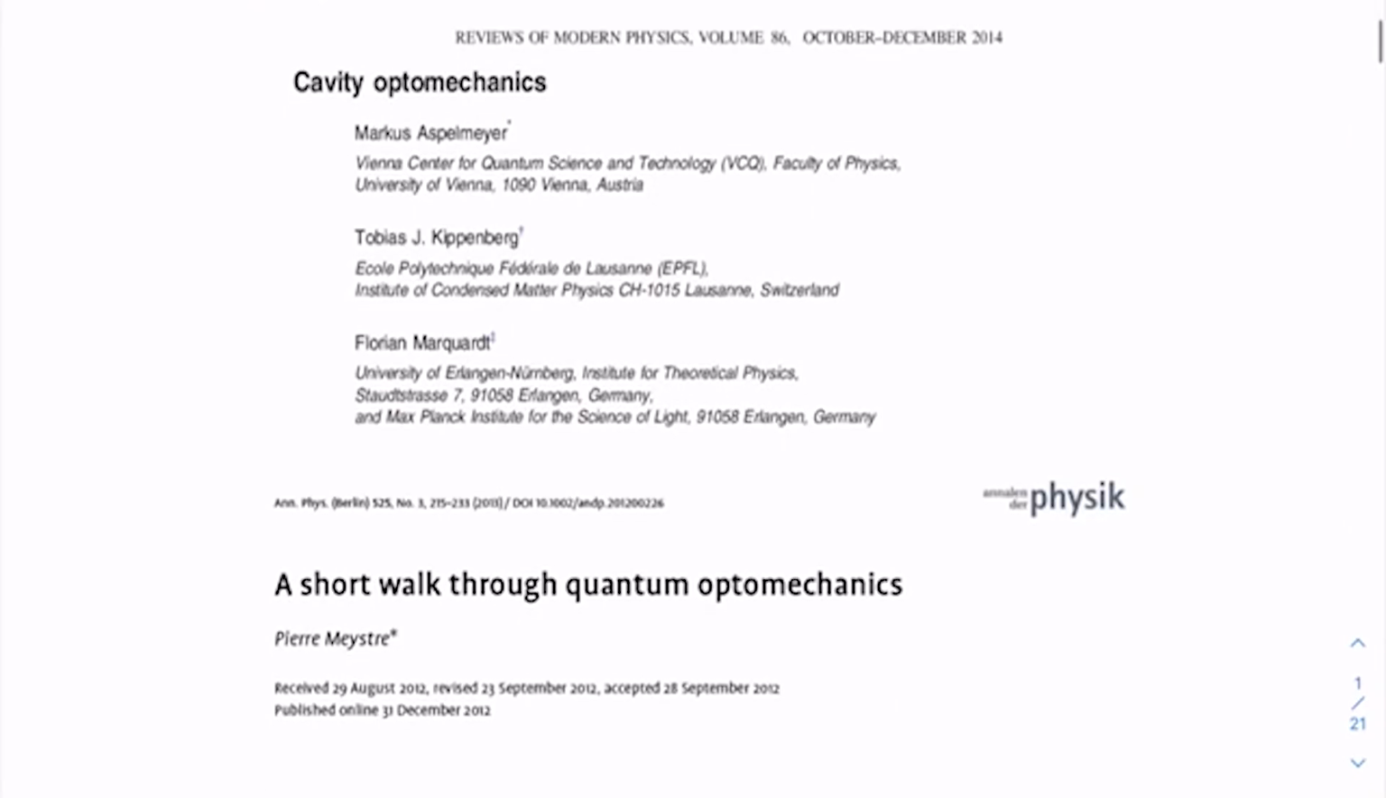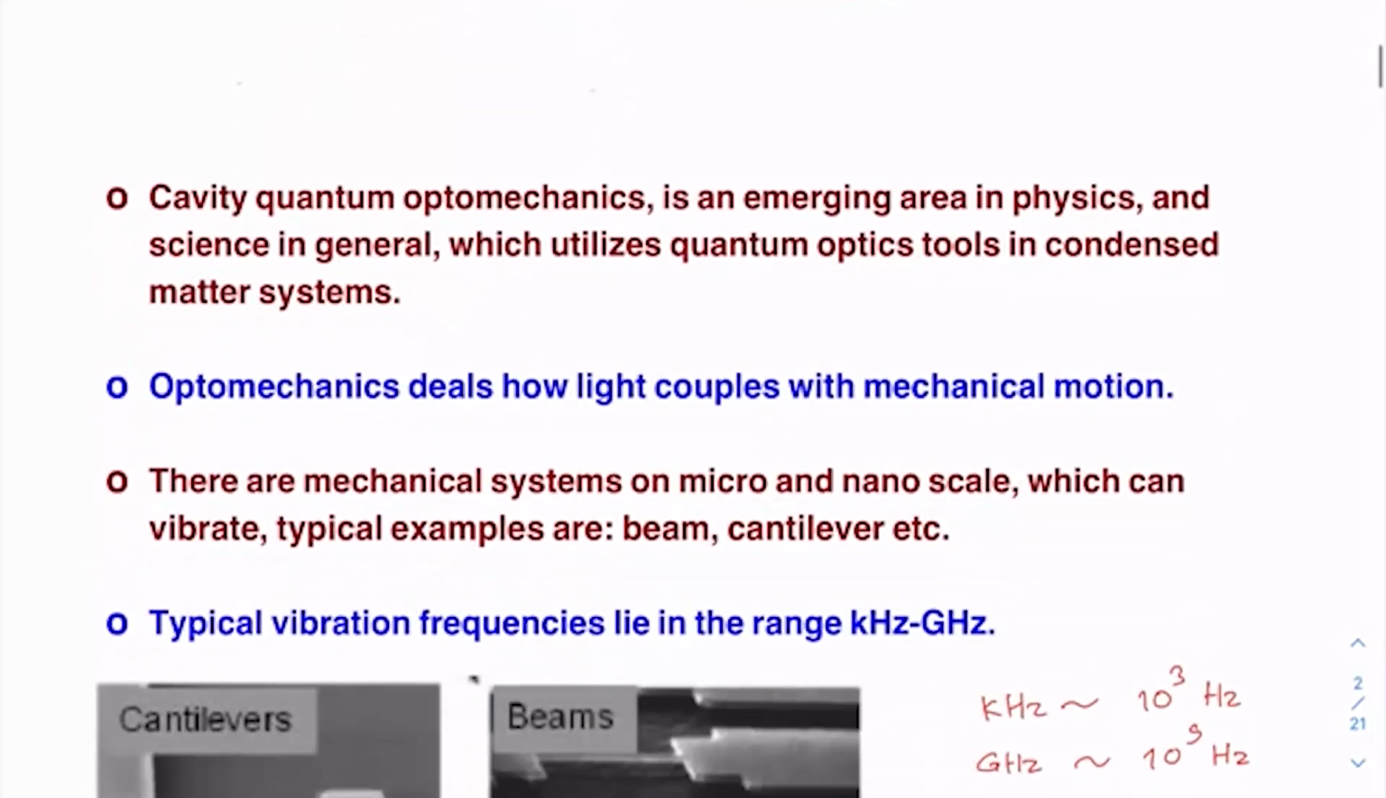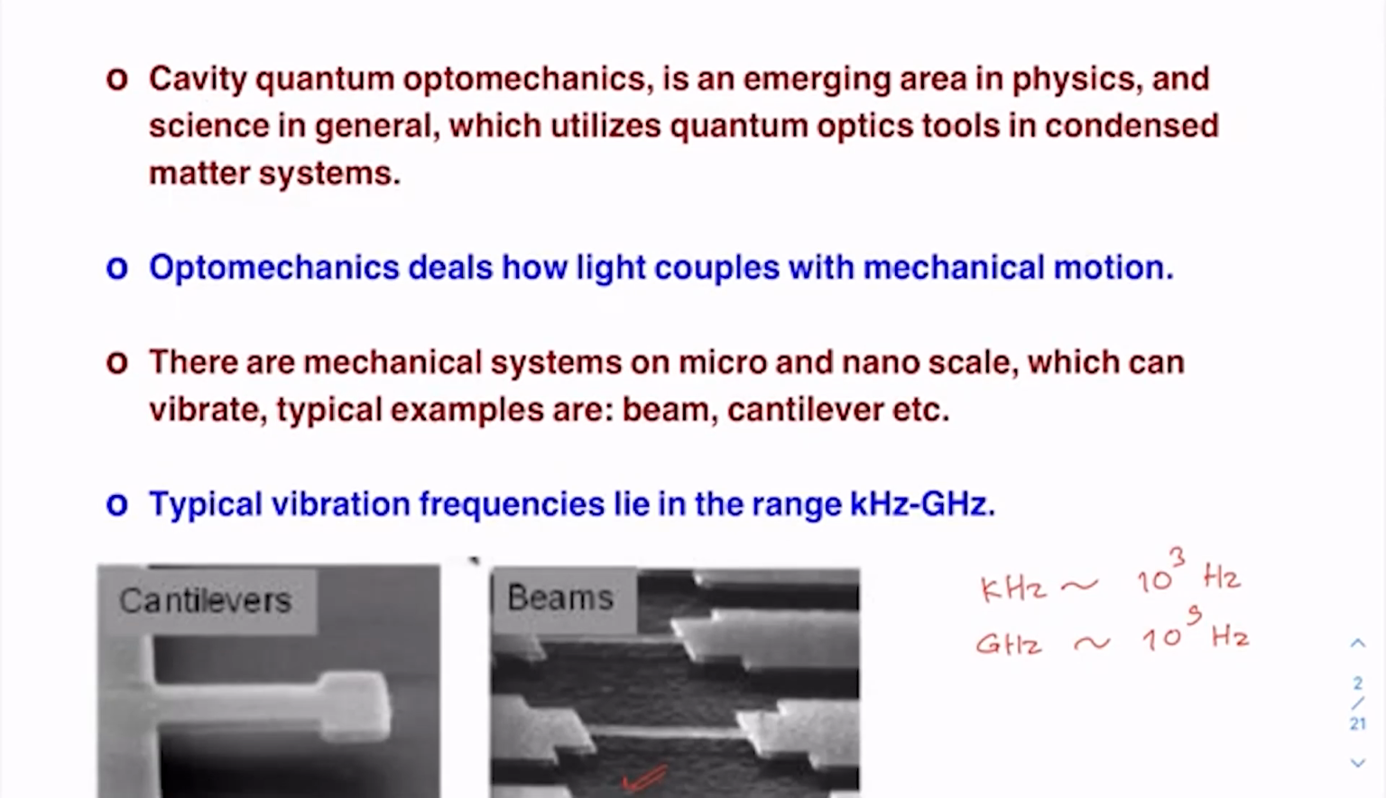And as I said, the two articles that we are going to rely on in our discussion are one by Markus Aspelmeyer, Tobias Kippenberg, and Florian Marquardt, that is the KBT optomechanics review, and another one, this article by Pierre Meystre called A Short Walk Through Quantum Optomechanics. So cavity optomechanics, which is also shortly called quantum optomechanics, more popularly nowadays, is an emerging area in physics which utilizes quantum optics tools in condensed matter systems.